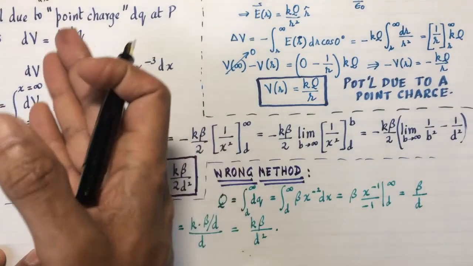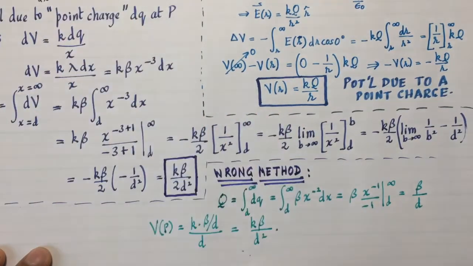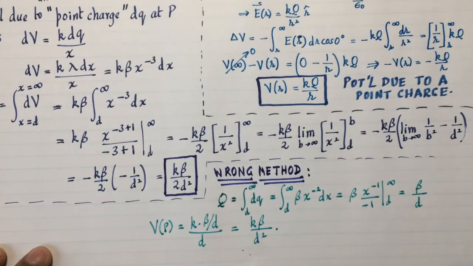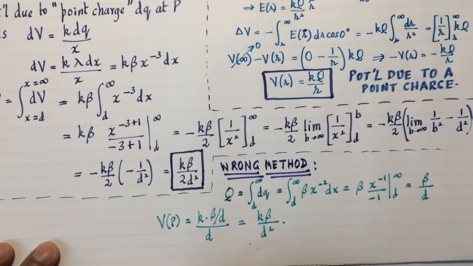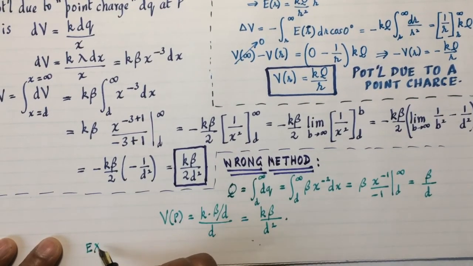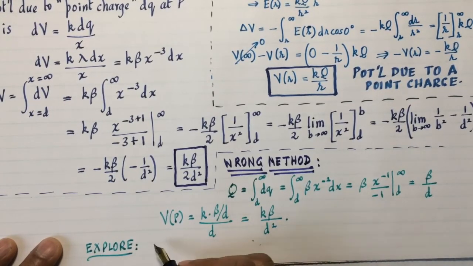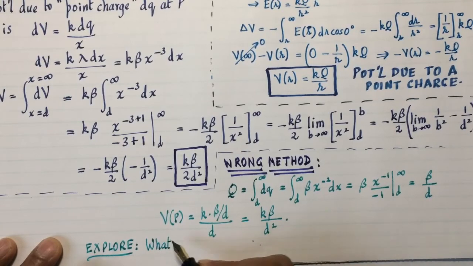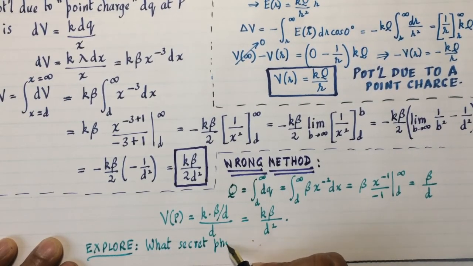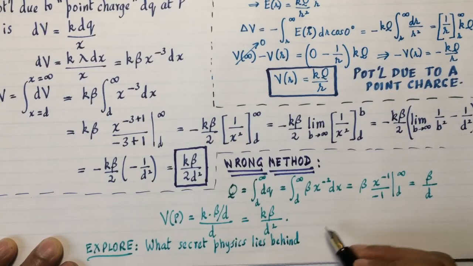Now, that 2d, how does that come about? Well, the real answer is it comes about like this. But for those who are curious, I would like you to explore the following question. What secret physics lies behind the magical distance 2d?